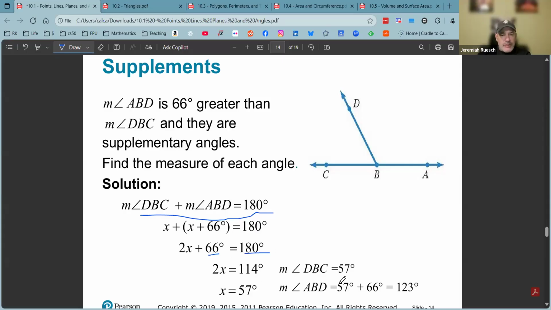Then dividing both sides by 2, we get x is 57 degrees, which means this angle, DBC, is 57 degrees. And then DBC plus the 66 degrees is 123 degrees, and that would be the measure of this angle here.